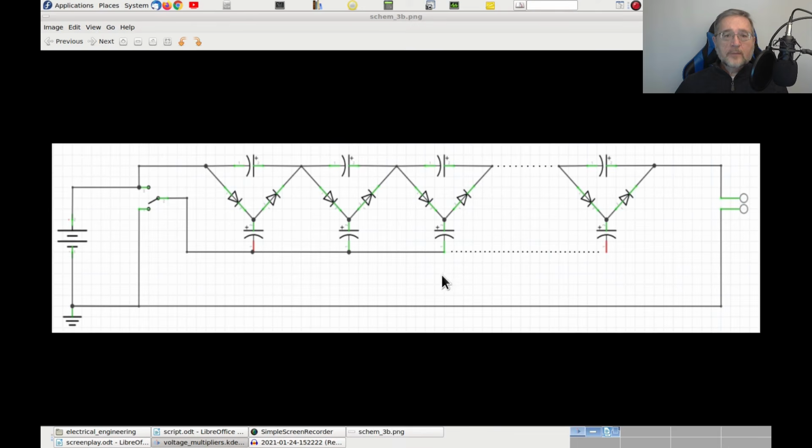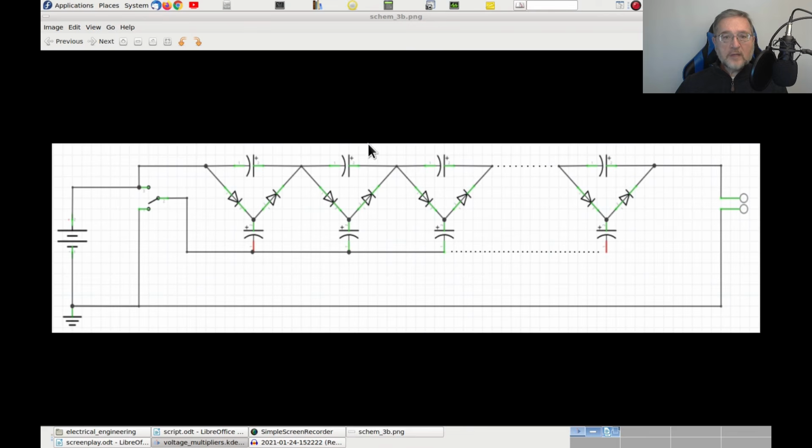So we can actually put as many stages as we want, one after another, and at the end, the output voltage will increase to a number given by the voltage of the power supply multiplied by the number of stages plus 1. So, for example, if we add a total of 9 stages, we will have an output of 10 times the voltage of the power supply. Cool, isn't it?